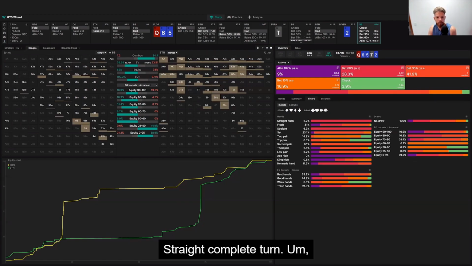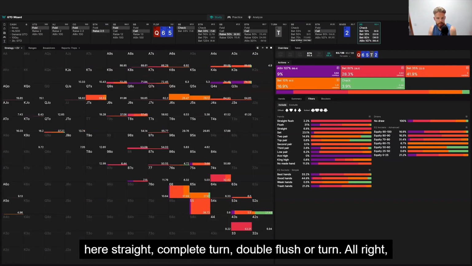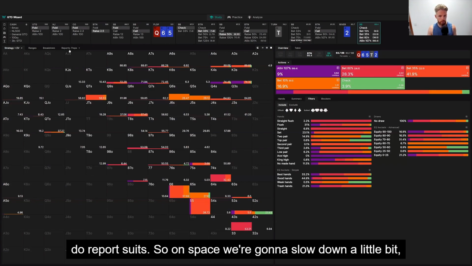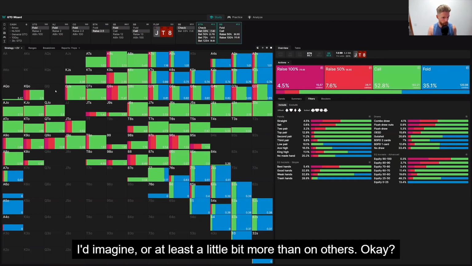Straight complete turn. Here. Straight complete turn, double flush draw turn. All right, so let's look at the Jack 10-8 deuce, report suits. So on spades, we're going to slow down a little bit, I'd imagine, or at least a little bit more than on others.